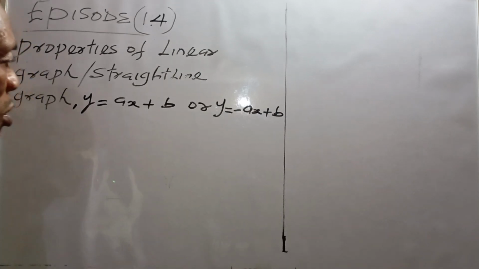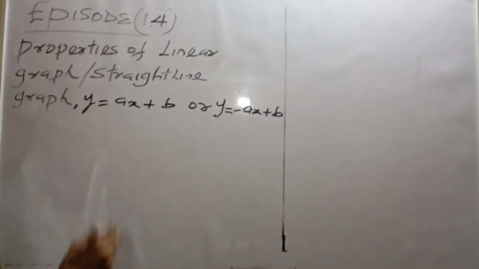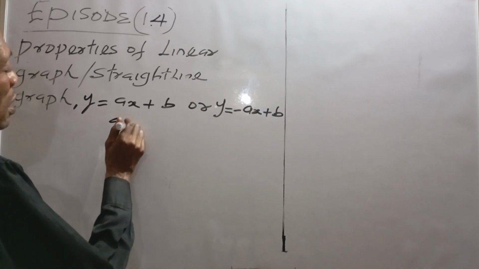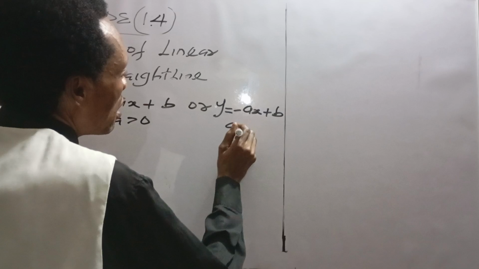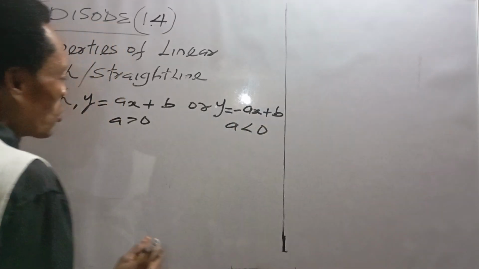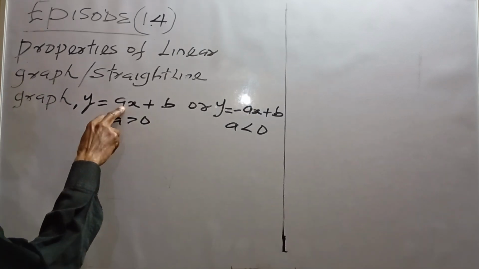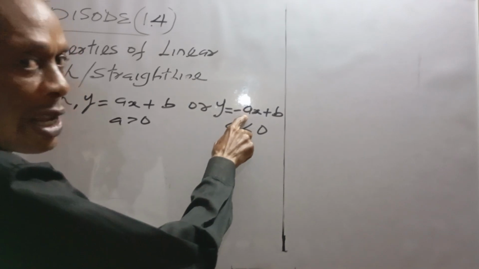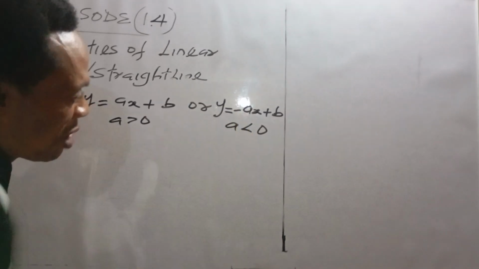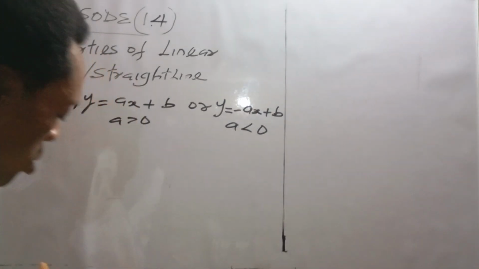So all depends on whether A is greater than 0 or A is less than 0. When we say A is greater than 0, it means that A is positive. And when we say A is less than 0, it means that A is preceded by a negative sign, as you can see. Okay, so let's have a sketch of it and see how it looks.